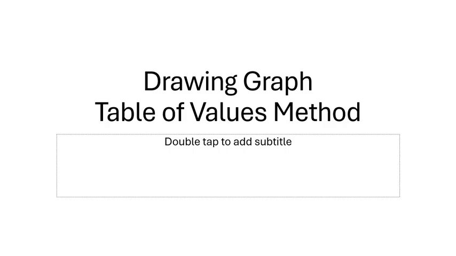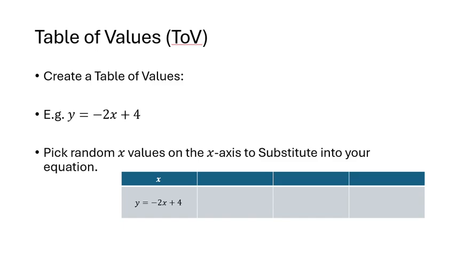So this is the first method here. You are using the table of values. So it's going to create a table of values. You're given a graph, you're given an equation. What you're going to do is pick random x values on the x-axis to substitute. Now, what I like to do, I always choose some easy numbers to work with, 0, 1, 2, something like that. So since you're choosing those numbers, you can just substitute those numbers in, and you should end up with 4, 2, 0.